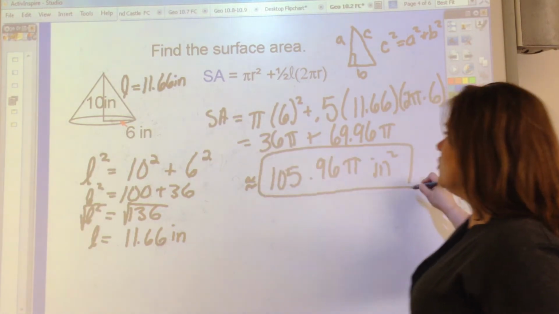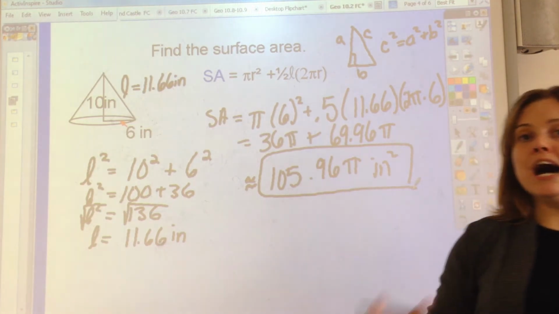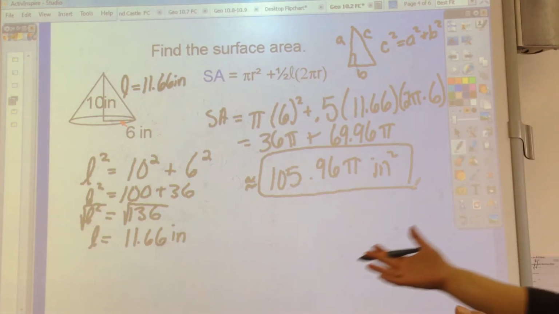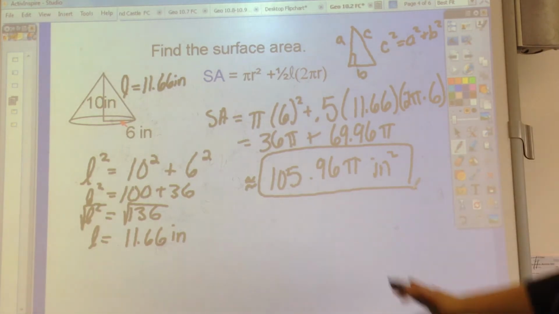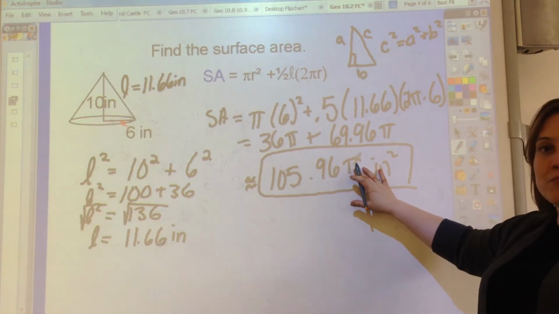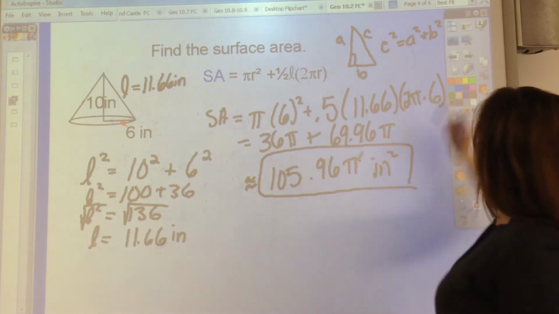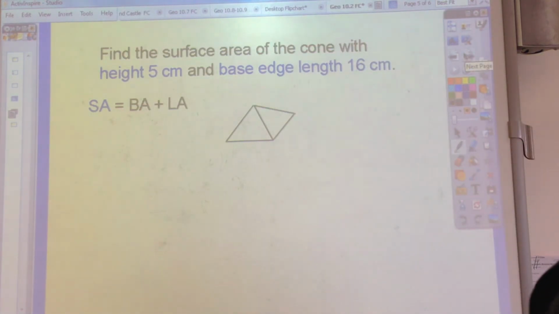Now we will leave all of our answers in terms of pi unless we're asked to round to the nearest square inch or something like that. Then we'll plug in 3.141 for pi. All right, let's find the surface area of a cone with height of 5 and base length of 16.